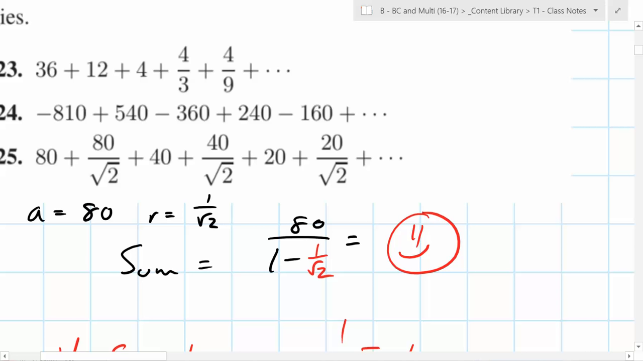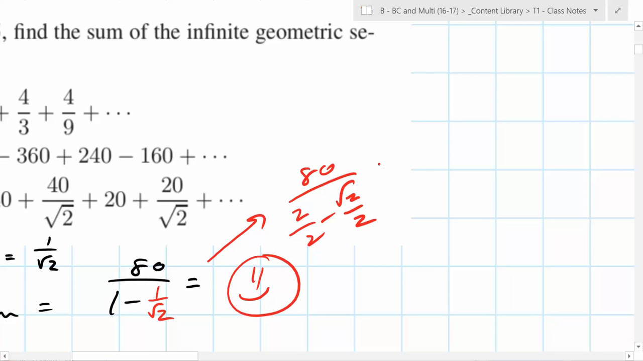Now on this one, I'd be okay with that being the final answer. That being said, are you capable of simplifying that a little bit? On an AP test, will they? Yeah. What will they do to that? That's 80 over 1 minus root 2 over 2, right? Which is the same thing as 2 over 2 minus that. Is that correct? I think so.